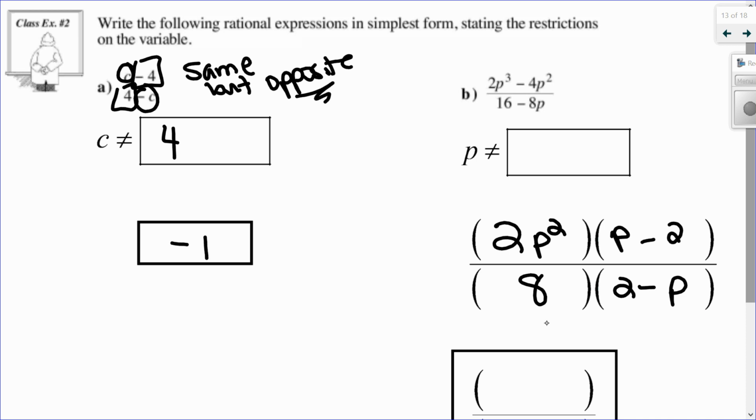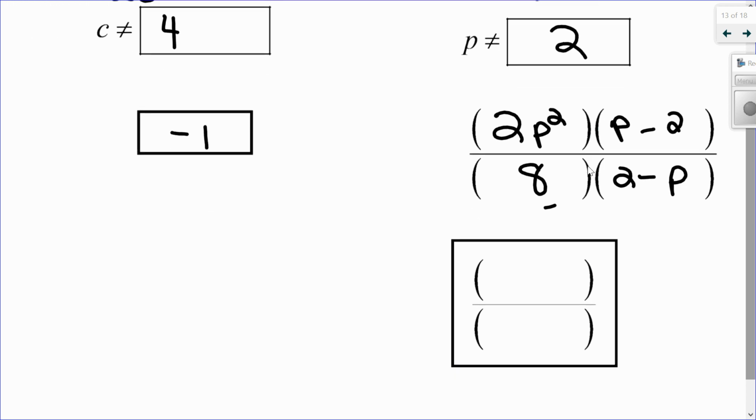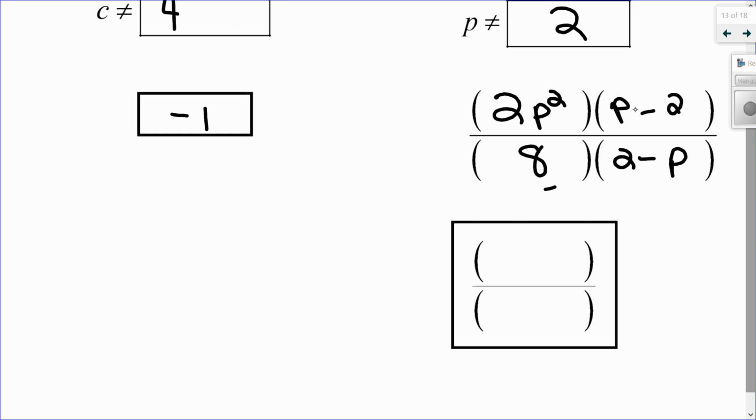So doing the restrictions here, no variable, no restriction. Here, 2 take away 2 would cause the denominator to be 0, so p can't be 2. Okay, so looking at this here, notice I have p minus 2 and 2 minus p. Same but opposite. So these cancel to be a -1, and I put the negative in the numerator. So what I'm left with is -2p squared over 8.